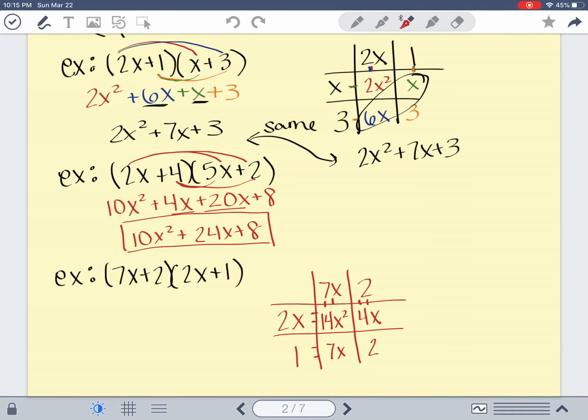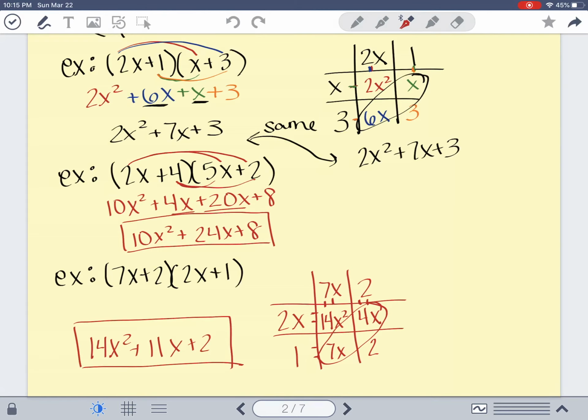And then I combine like terms. Oh, sorry, it's moving on me. Combine our like terms. We end with 14x squared plus 11x plus 2 as our final answer.